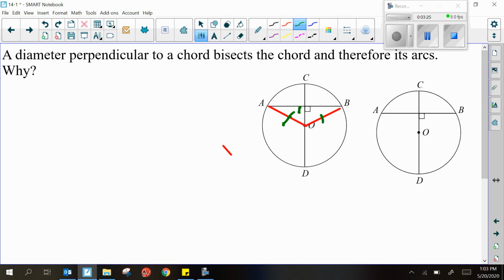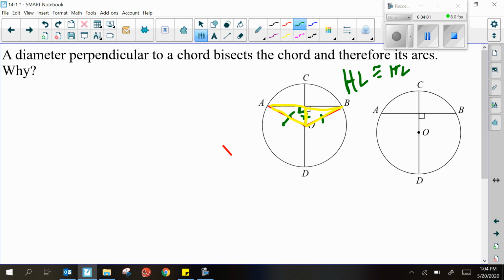And I already have the perpendicular giving me the right angles, and I have this reflexive side right here. So do you see this triangle right here, AO, and then I don't have a label right here, and then I have BO and no label right there. So those triangles are congruent. I know those triangles are congruent, and that is by hypotenuse leg, right? Because I have the right angle. So hypotenuse leg is congruent to hypotenuse leg.